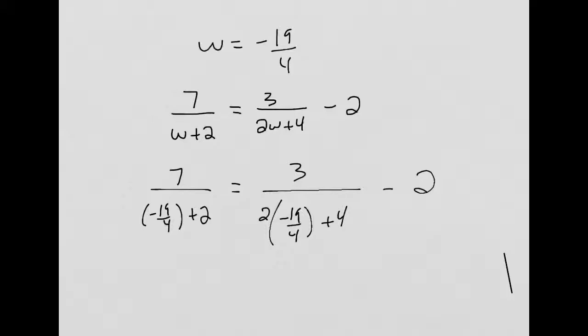So when I look at the left-hand side, I've got this fraction with a denominator of negative 19 fourths plus 2. Well, right away, I know that since this fraction doesn't simplify any, there's no way that when I add it to 2, I'm going to get 0, because the only number plus 2 that equals 0 is negative 2. And this guy certainly doesn't simplify to negative 2. So this guy's perfectly fine.